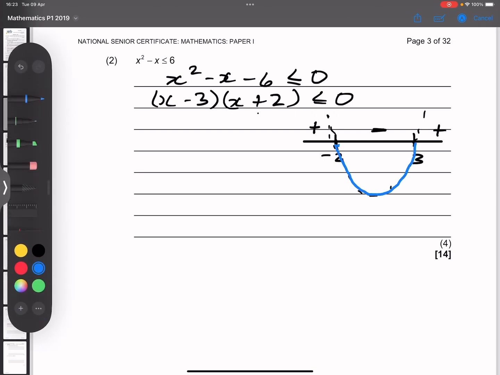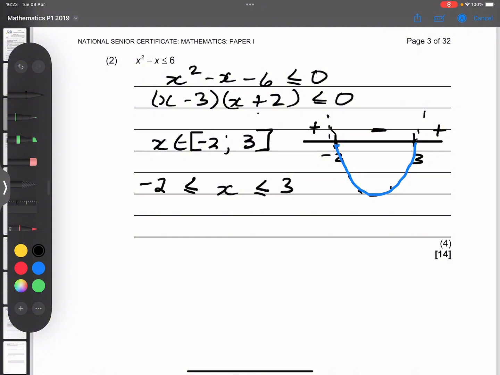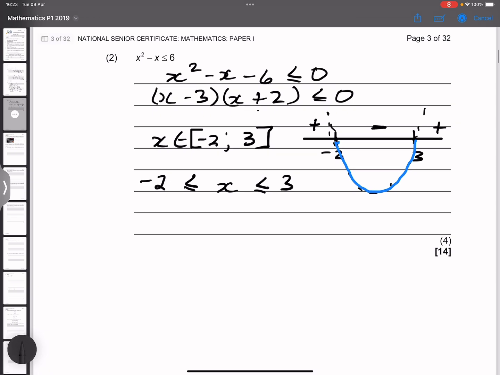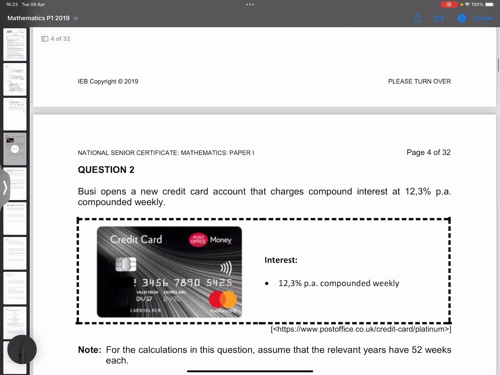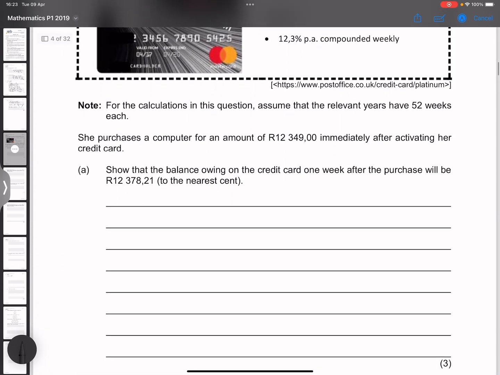So which means, when I find the solution, x will be an element of, now please note, I will include the values because they said less than or equal to. So x is an element of negative 2 all the way up until 3, which is also included. Otherwise, you can put it this way: x is less than or equal to 3 and greater or equal to negative 2. All right, I hope that makes sense. Now we will go on to question 2.